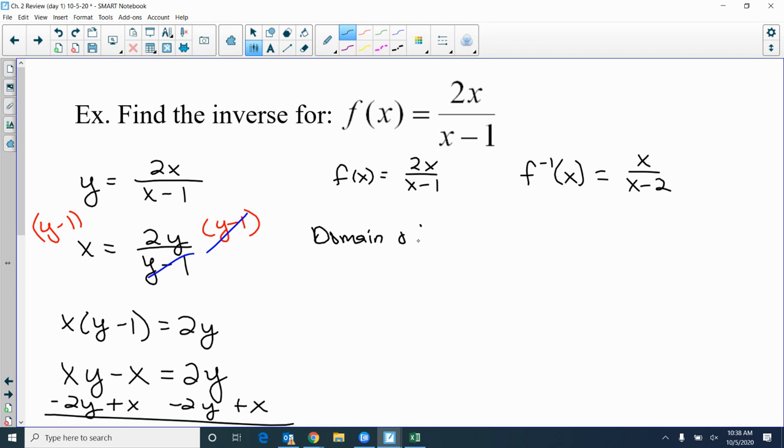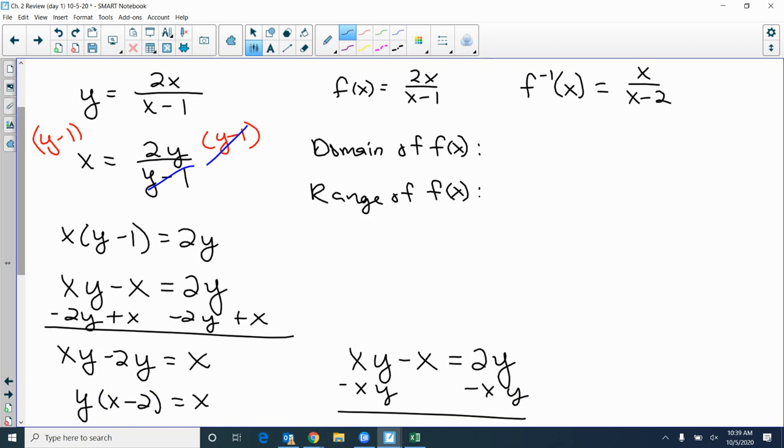All right, domain of f of x, range of f of x, domain of the inverse, range of the inverse. Domain of f of x.